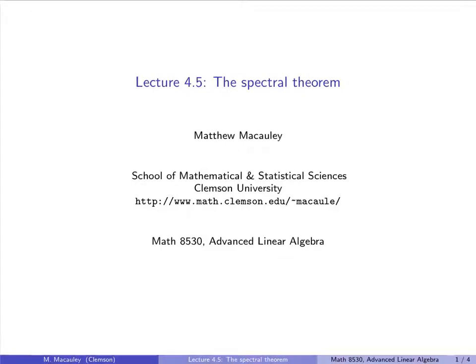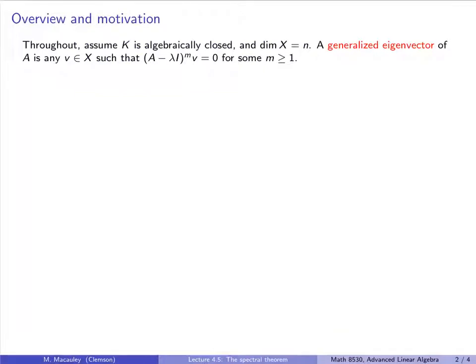Welcome to Lecture 4.5, the Spectral theorem. We will continue our assumption throughout this lecture that K is algebraically closed and that X is an n-dimensional vector space over K. Recall that a generalized eigenvector of a linear map A is any vector with the property that (A minus lambda I) to the m times v is 0 for some power m.